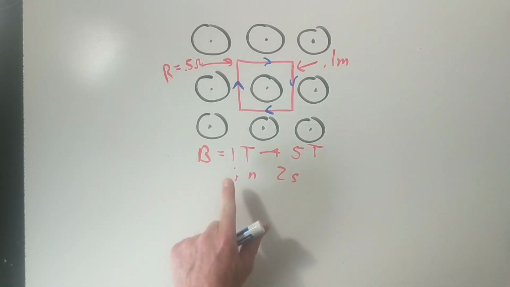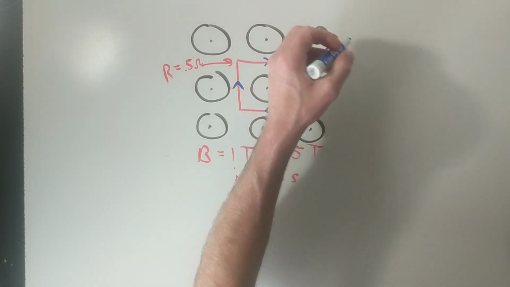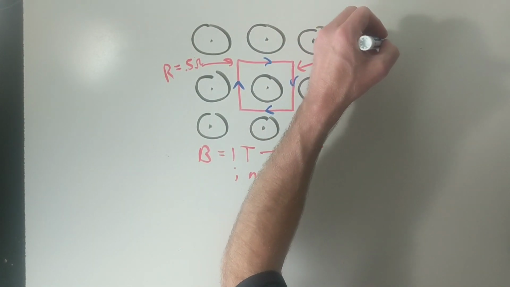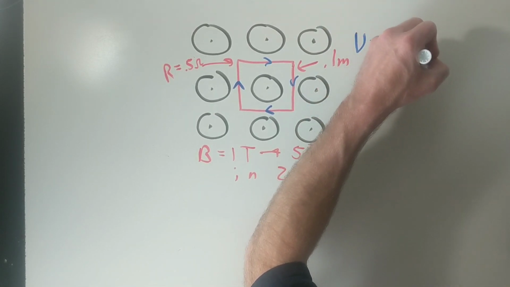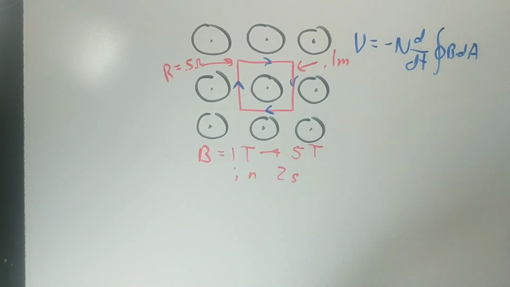Now in this case, we're assuming that it's going to go from 1 to 5 Teslas uniformly, or we can just find the average. Either one is going to be okay. But we look at Faraday's law, and Faraday's law says the voltage is going to be negative N times the derivative of the flux. So there it is. Let's see what happens with the voltage.